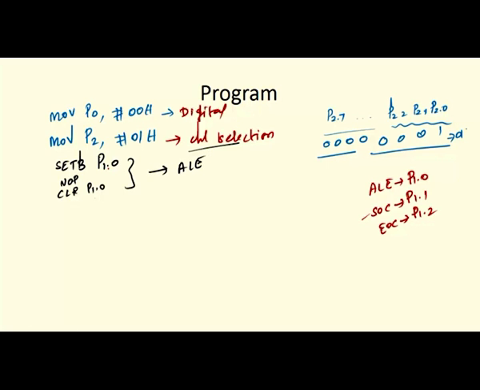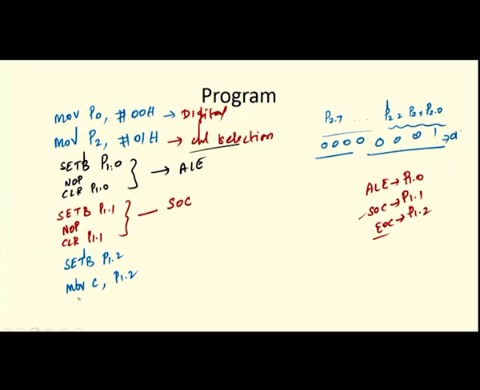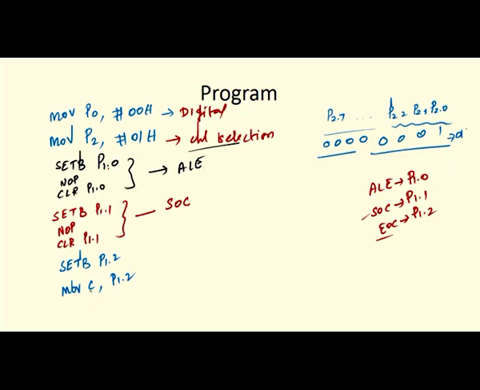Now, I have to activate the SOC, right. For SOC we do the same process: set bit P 1.1, then no operation, then clear P 1.1. This is for SOC. Again I have to give the activation signal for end of conversion, so I will give the end of conversion signal, set bit P 1.2, right. Now, I want to repeat the process till the carry is set, so repeat while the carry bit is not set.